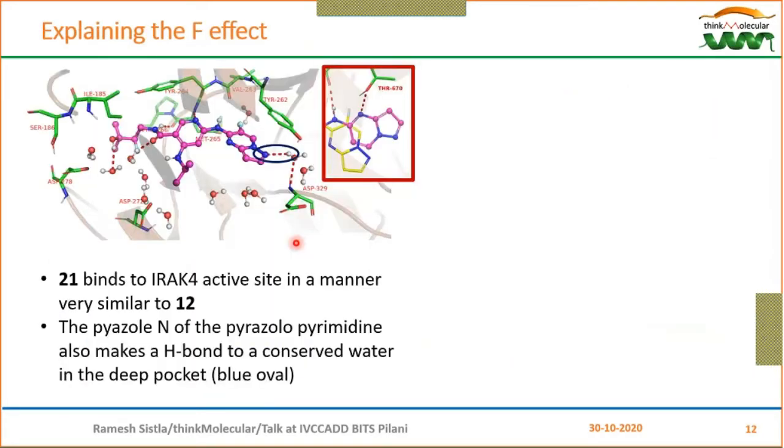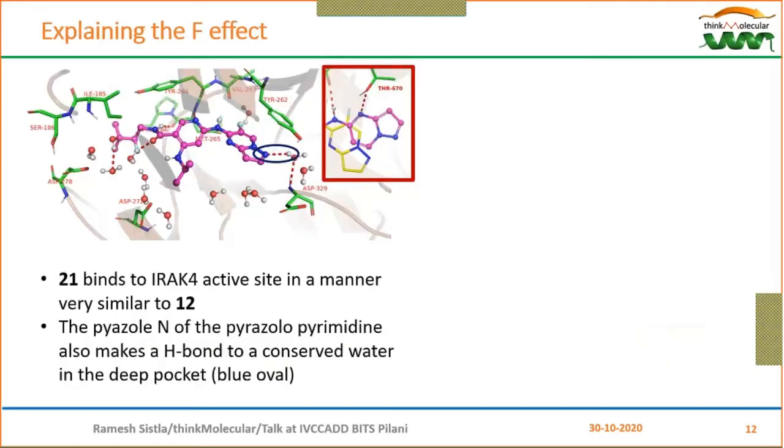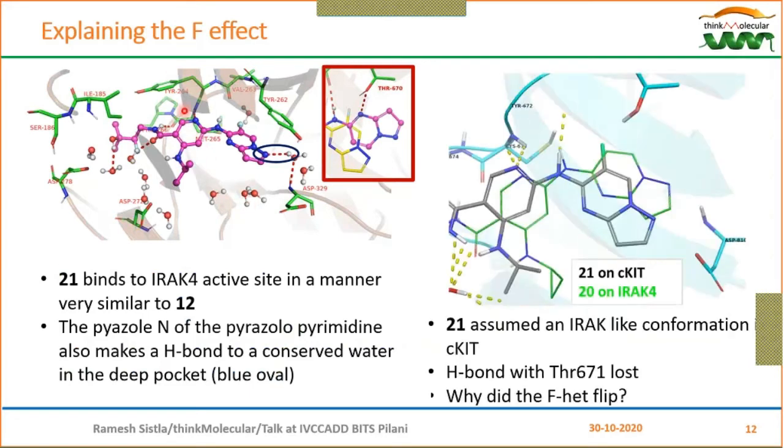We actually wanted to understand from the CADD perspective, even if it was kind of an afterthought, because understanding the data from a structural context always helps you in further design. So this is where we came from. We explained the chlorine effect in this particular manner. If you look at 21, this is the binding mode of 21 on IRAK4. As you can see, this is the chlorine that we talked about.